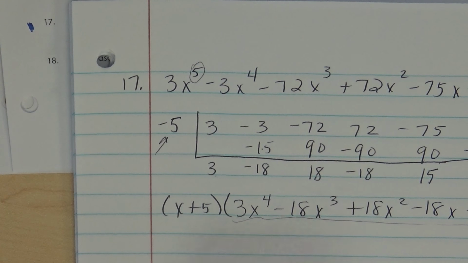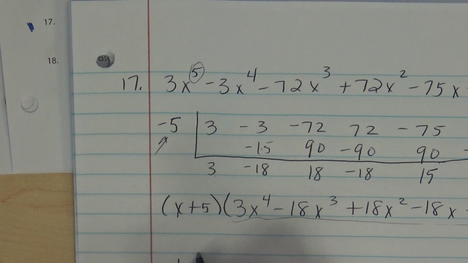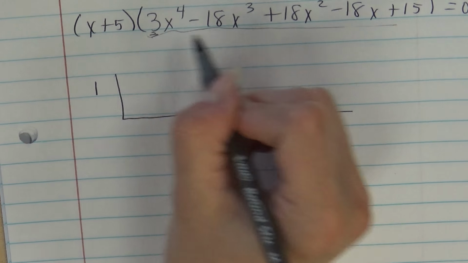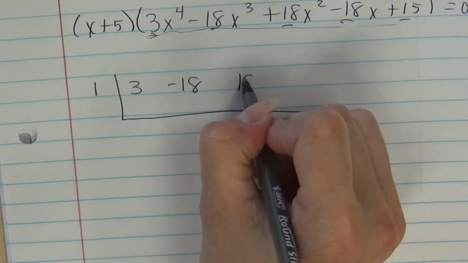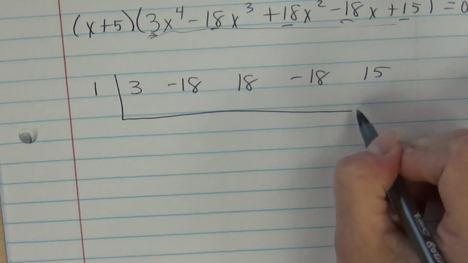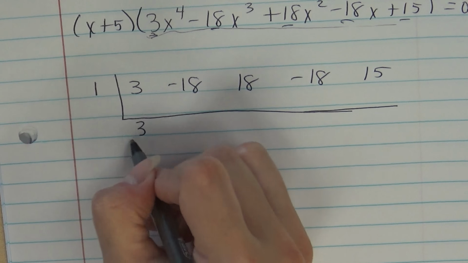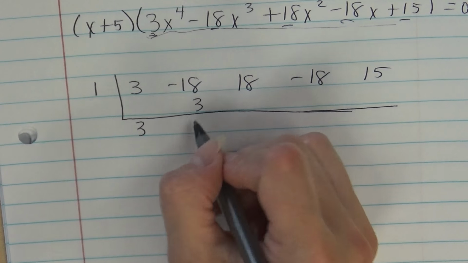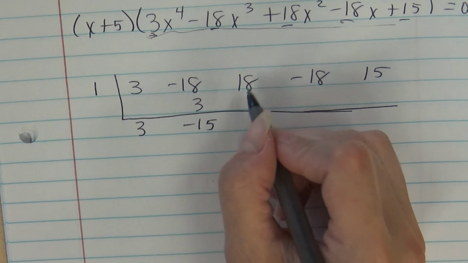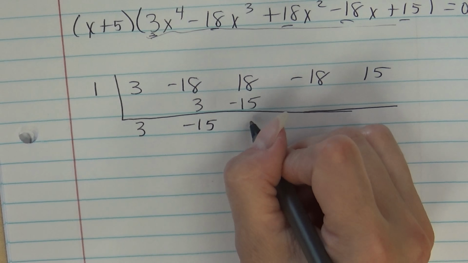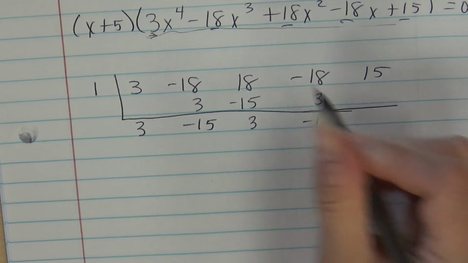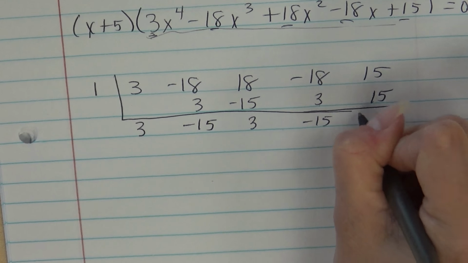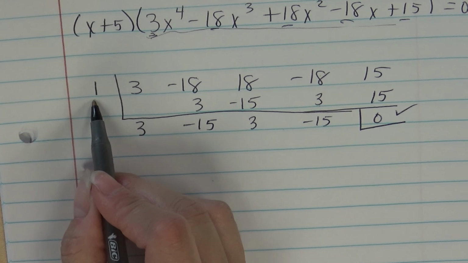If 1 is a root, then we'll put it out there and set it up like this. We'll put these coefficients inside the box now: 3, negative 18, positive 18, negative 18, 15. Bring down the 3. 1 times 3 is 3. Negative 18 plus 3 is negative 15. 1 times negative 15 is negative 15. 18 minus 15 is 3. 1 times 3 is 3. Negative 18 plus 3 is negative 15. 1 times negative 15 is negative 15. We have a remainder of 0, so 1 is a factor.